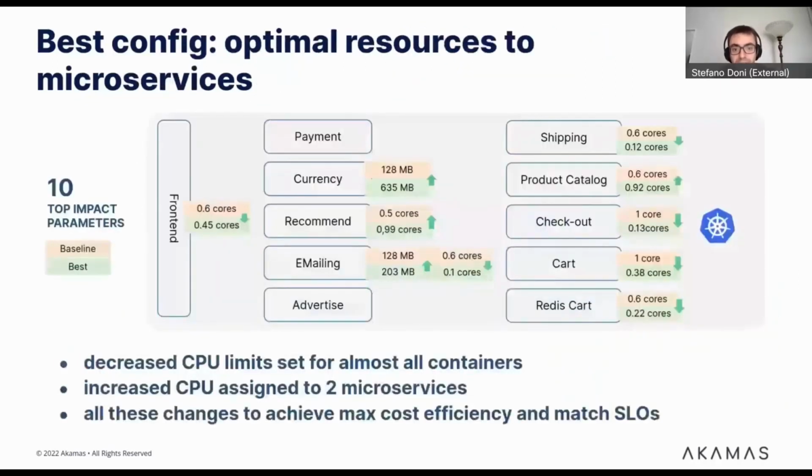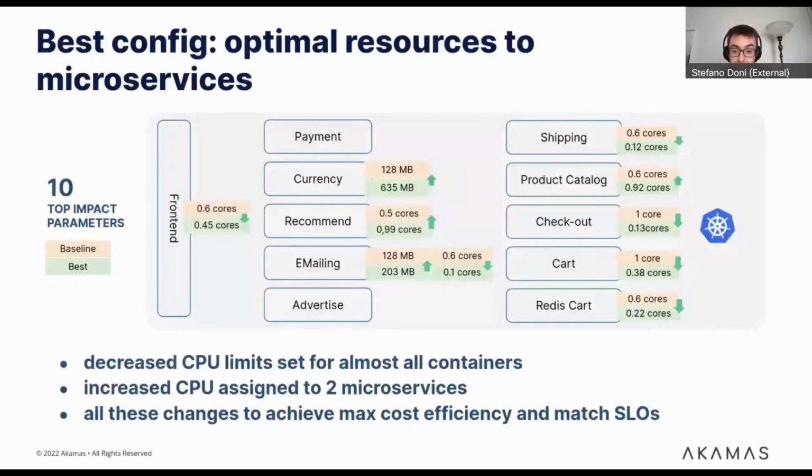Okay, so that's the optimal resources. So how can Akamas actually achieve this kind of result? You can see here, for each container, Akamas reconfigures the number of CPU and memory requests and limits. You can see here in the two colors, the baseline, the orange one, and the green one, which is the best.